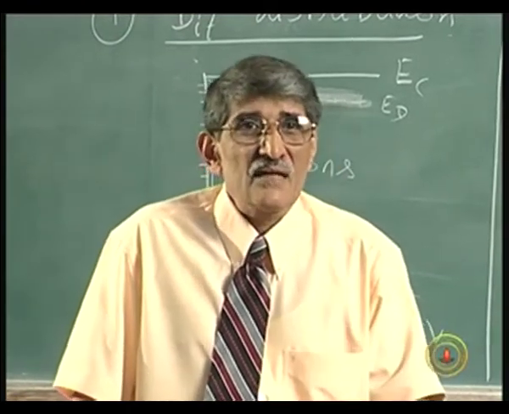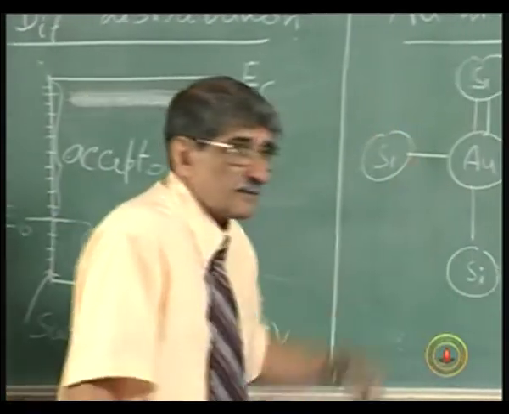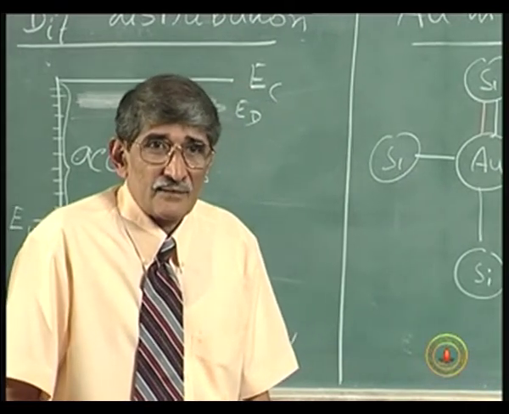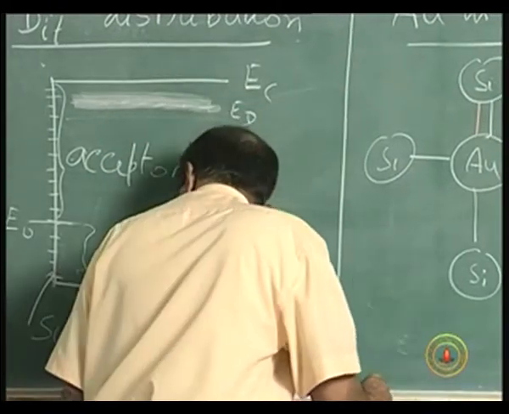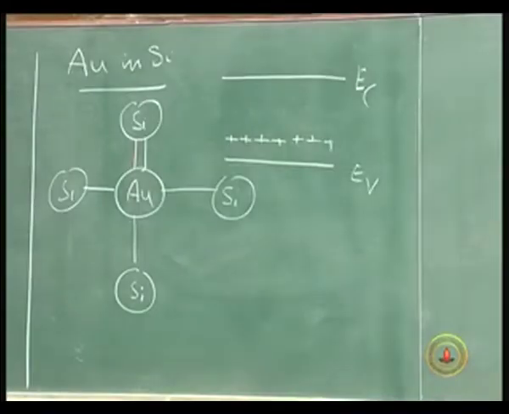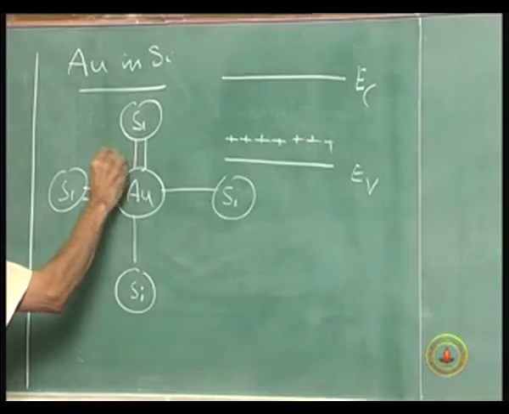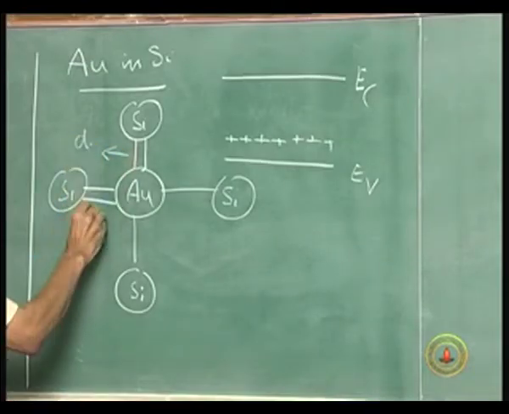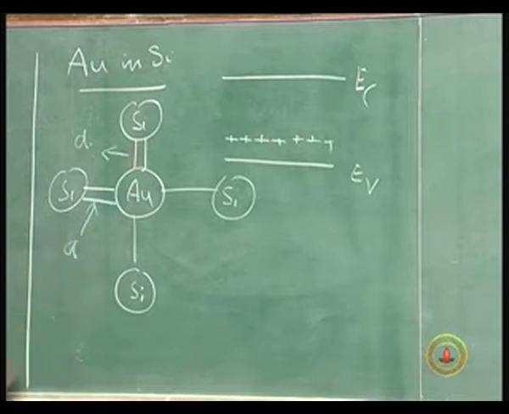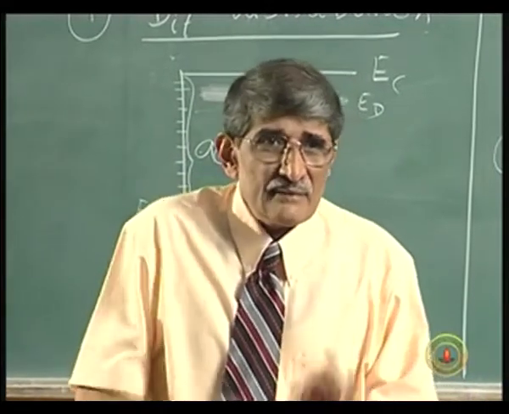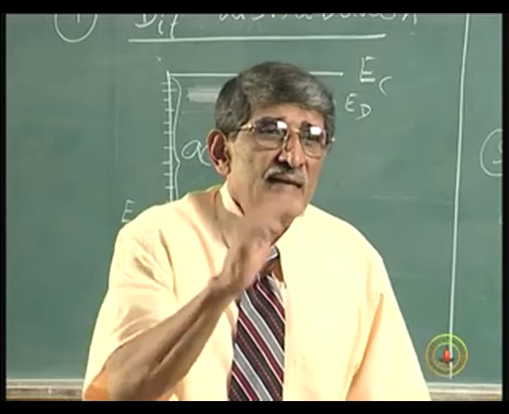Now, there is a chance that instead of donating, it may find it easier to accept an electron. Supposing it accepts an electron, what happens? This is the donor, and instead of donating, it accepts an electron. That is another way. And when it accepts an electron, where will I put the energy level diagram now? Corresponding to that, there is a level. When you say there is an acceptor level, you must be able to locate it in the energy band diagram.